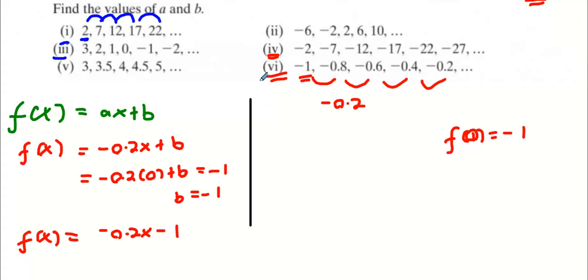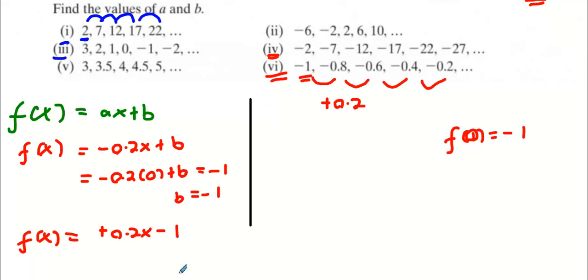Sorry guys, one other thing. It's getting bigger by 0.2, not getting smaller by 0.2. Would you agree with that? So it's actually a plus 0.2 in this case. It's 0.2x take away 1.